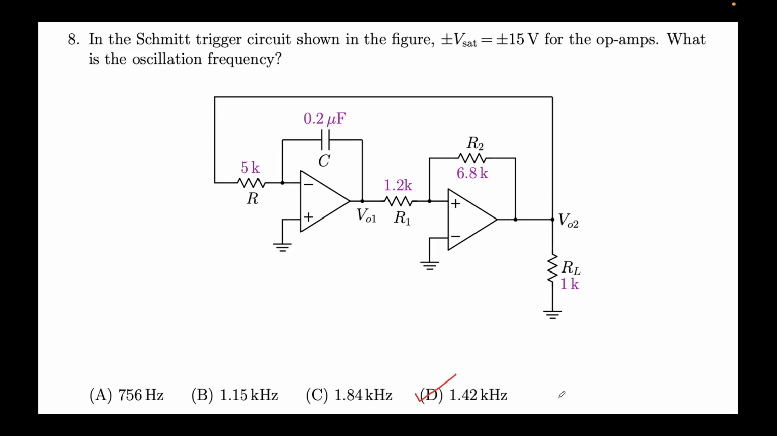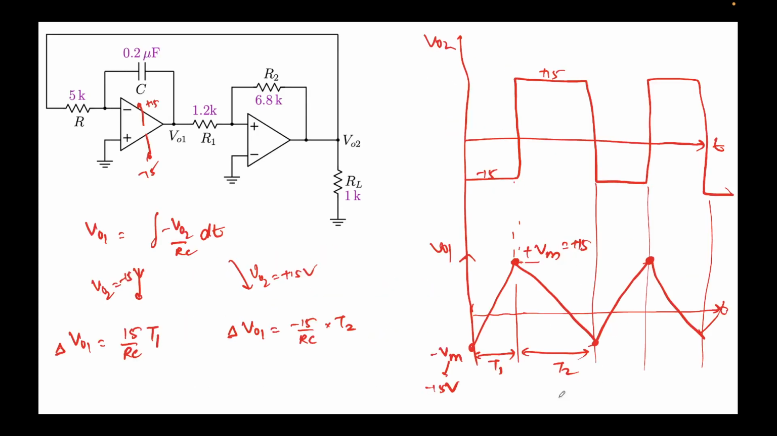Okay, yeah, I got it. There is a conceptual mistake that I made. What you see here is, when will v02 switch? v02 will switch when v01 arrives at a specific voltage. What is that voltage? So this Vm which I put here is wrong, it's not plus 15. We'll see in a minute why.